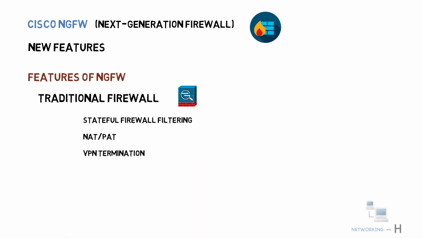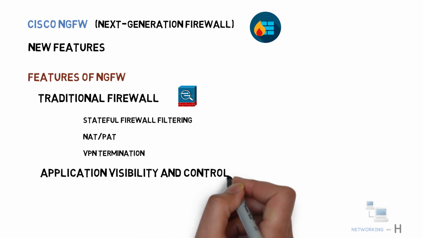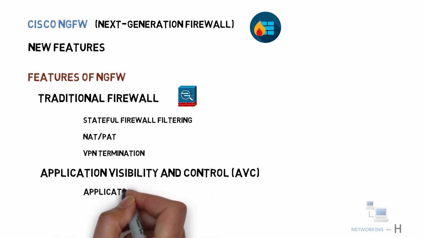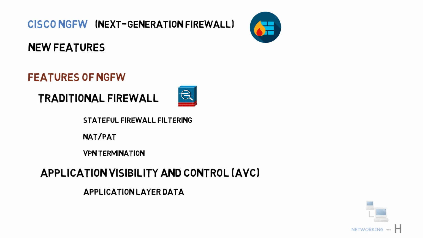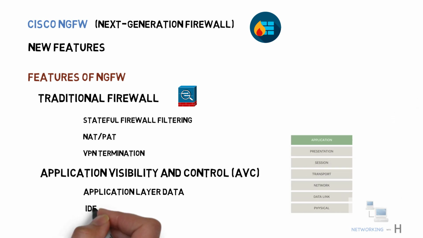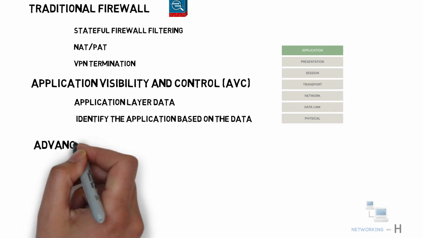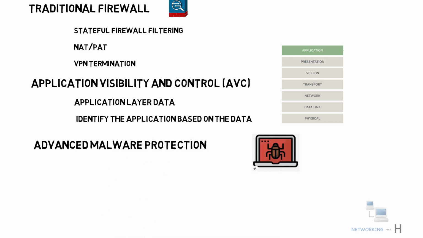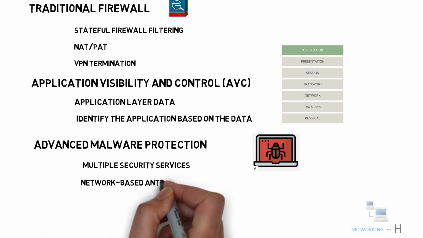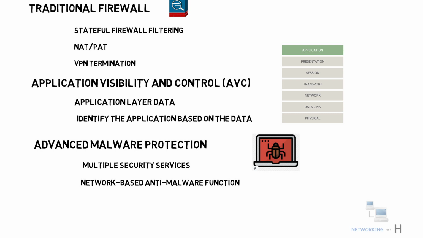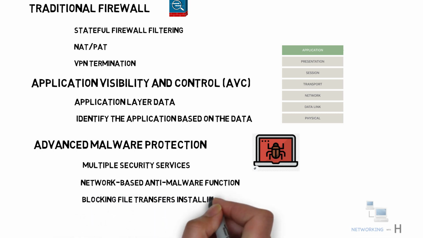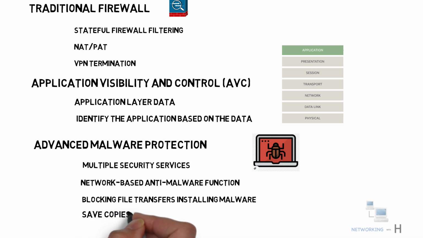Along with the traditional firewall features, we have AVC, Application Visibility and Control. This feature looks deep into the application layer data to identify the application. For instance, it can identify the application based on the data rather than the port number to defend against attacks that use random port numbers. Next feature we have is Advanced Malware Protection. Next-generation firewall platform can run multiple security services such as a network-based anti-malware function that can run on the firewall itself, blocking file transfers that would install malware and saving copies of the files for later analysis.